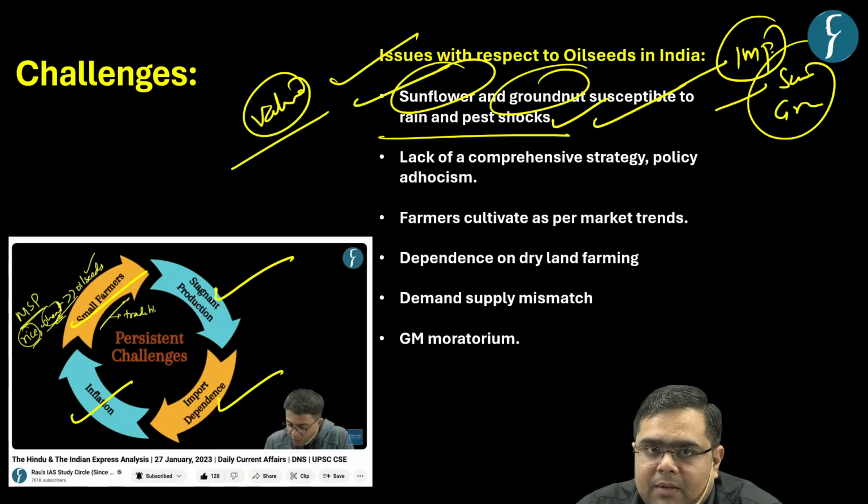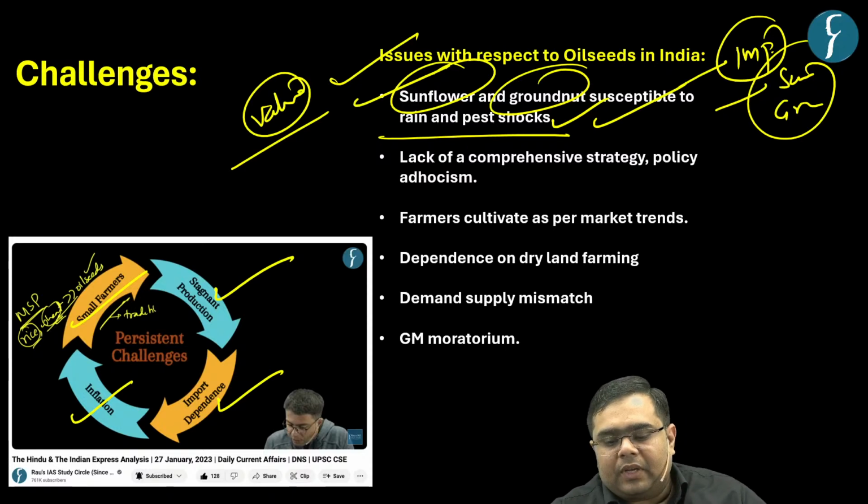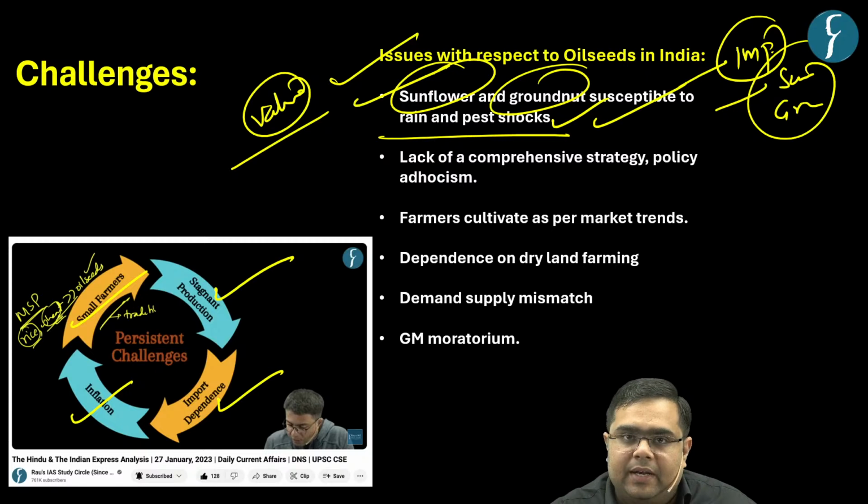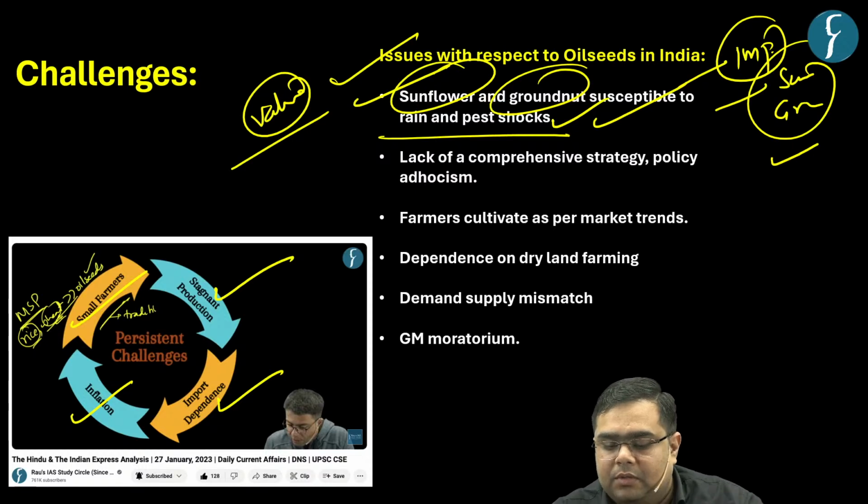These are very vulnerable crops, and the primary issue with respect to pests is with sunflower, and with respect to rain is with groundnut, and both are out of the control of humankind. At max, what we can do is provide good quality pesticides and training, so that we can save our sunflower crops from pest shocks, right?